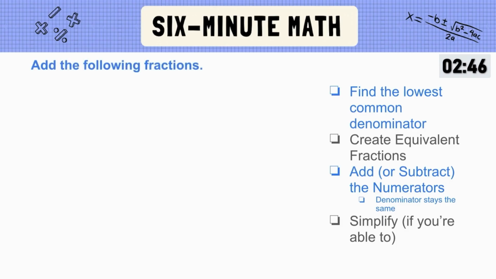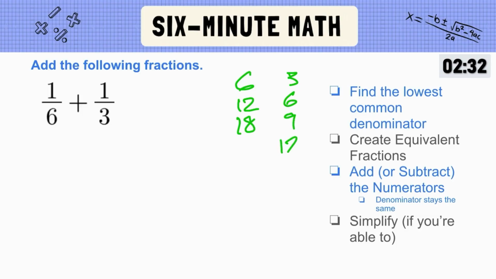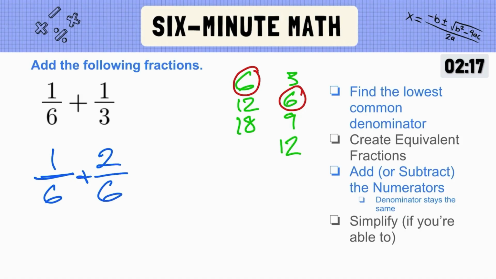On to another example here. We're going to add the following fractions: 1/6 plus 1/3. We need to find the lowest common denominator, so let's skip count: 6, 12, 18, and 3, 6, 9, 12. At this point, my lowest common denominator is 6. So my first fraction remains the same. And I need to create that second fraction equivalent to 1/3 with a denominator of 6, which in this case would be 2/6. I'm going to add my tops together. 1 plus 2 is 3. My denominator remains the same.